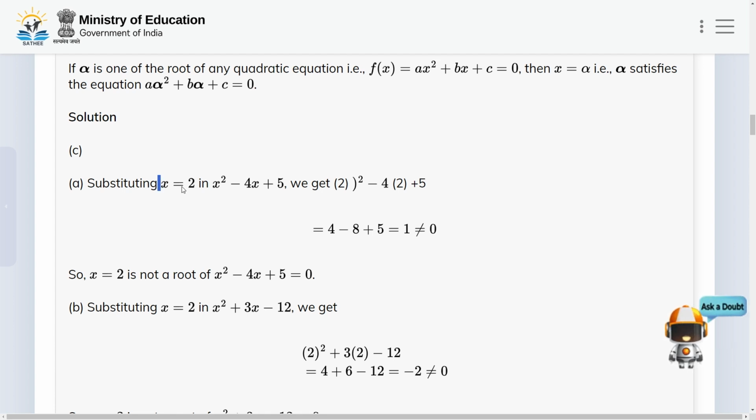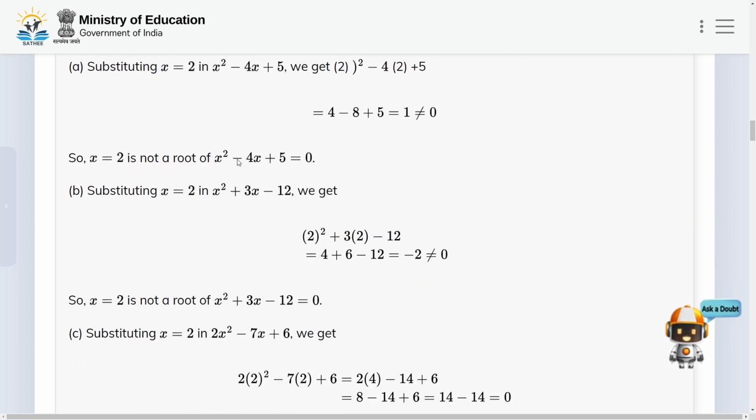If we substitute x equal to 2 in option number A, then we get 2 square minus 4 times 2 plus 5. This is equal to 4 minus 8 plus 5, that is equal to 1, and this is not equal to 0. Okay, so x is equal to 2 is not a root of x square minus 4x plus 5 is equal to 0. So this is not a root of this quadratic equation.